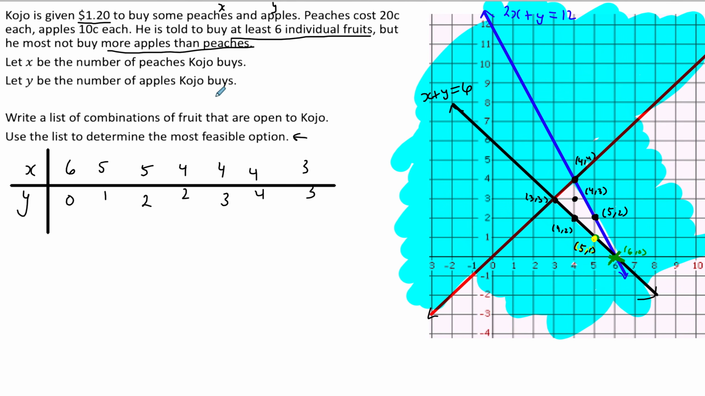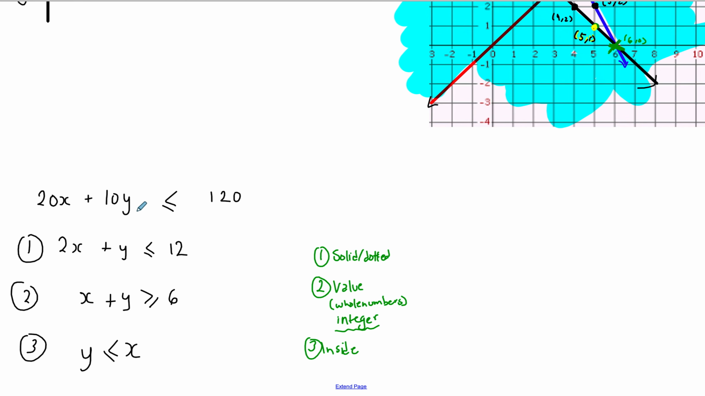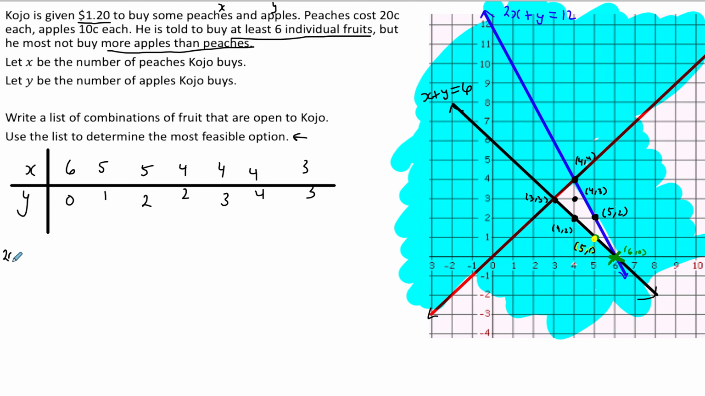And to answer the last question, which is the linear programming part, I need to determine which one is the most feasible option. So which one is the cheapest? And what I'm going to use is the equation that we found here, but without this part. I'm just going to see how much it's going to cost. So I'm going to use 2x plus 10y. So remember, the answer is going to be in cents. So just to determine the cost, you can do the calculations on your own, but if I end up writing out all the values, this will be 120, 110, 120. These are all in cents.